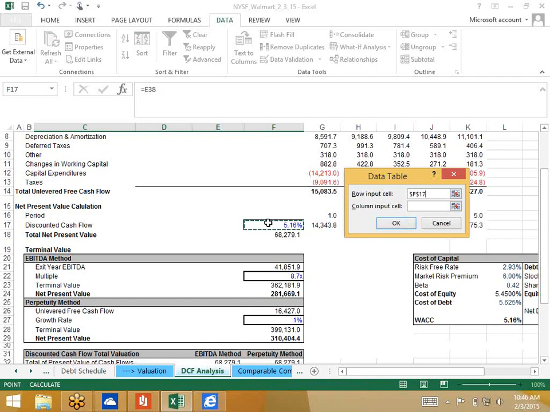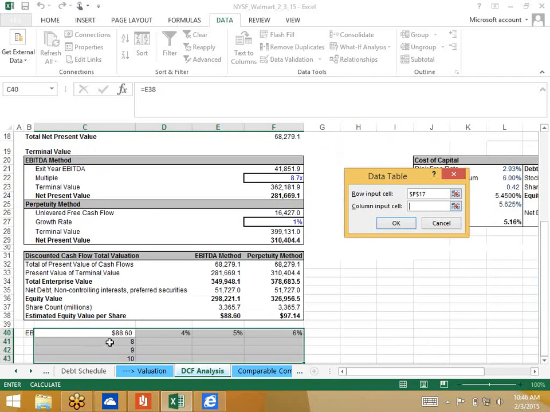This could be 4, this could be 6. You could also use the actual result of WACC, it doesn't matter. But you have to make sure that this links through and impacts the answer, otherwise it won't work in your table. And the column input cell asks the same question, but for this multiple, it sees 8, 9, and 10, but where in the model does it go to change that? And that's this 8.7.